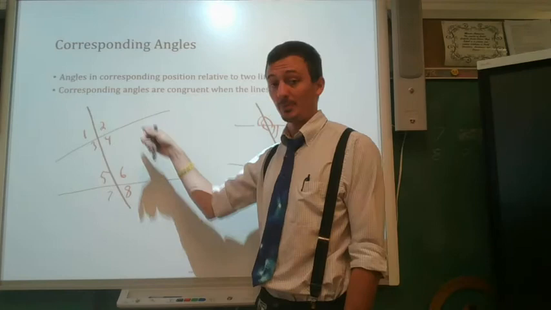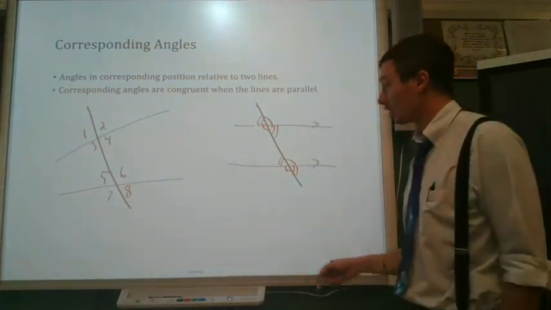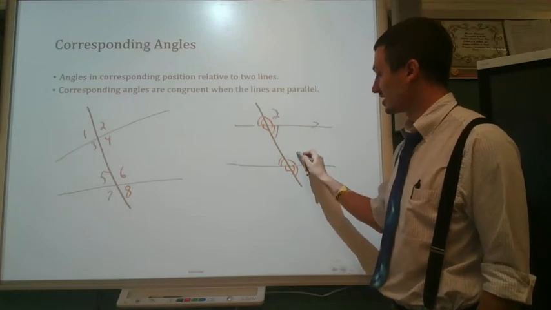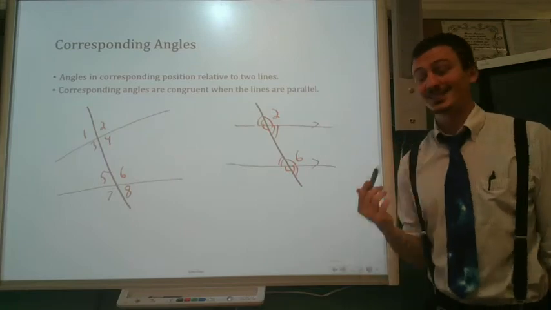In this case, these lines are not parallel, so 2 and 6 are not going to be congruent. But in this case, they are, so this angle 2 is congruent to this angle 6. If this is 110 degrees, this is 110 degrees. They're going to have the same measure.